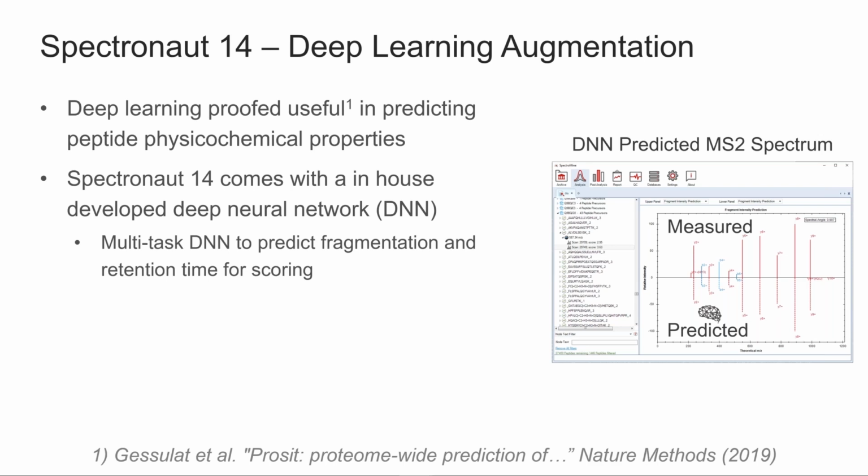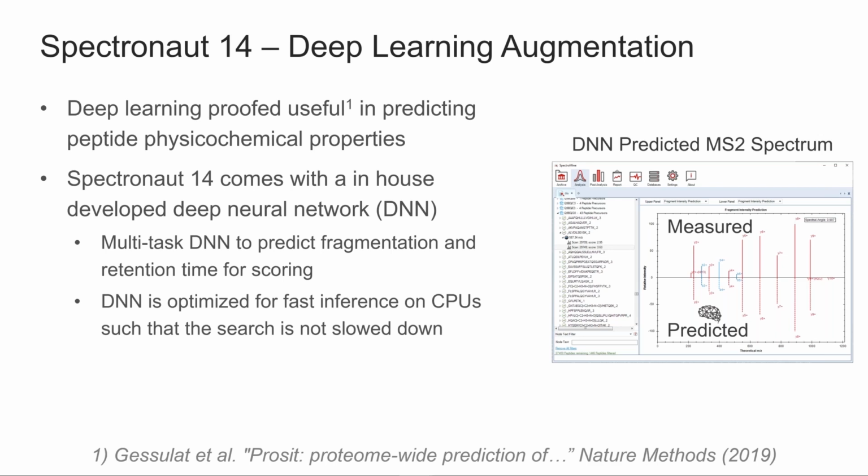It is a multitask deep neural network that can predict fragmentation and retention time at the same time and uses this information for scoring. Because we do multitask prediction, and also because we optimized this deep neural network to be very fast for inference on CPUs, we can do these predictions on the fly without slowing down the search. As I mentioned before, this is being done automatically, so the user doesn't have to deal with that, and it's done on the fly while a search is being performed.